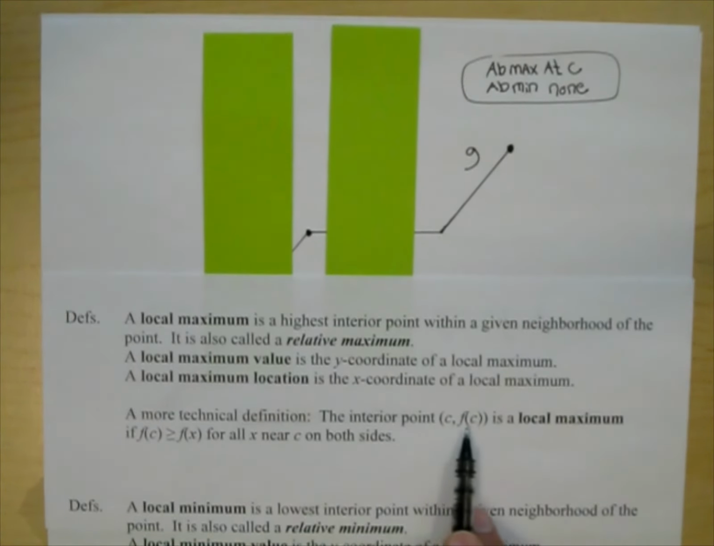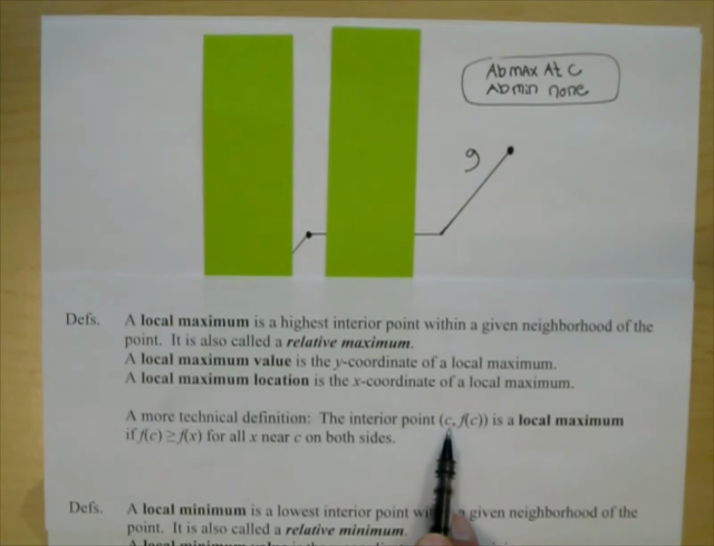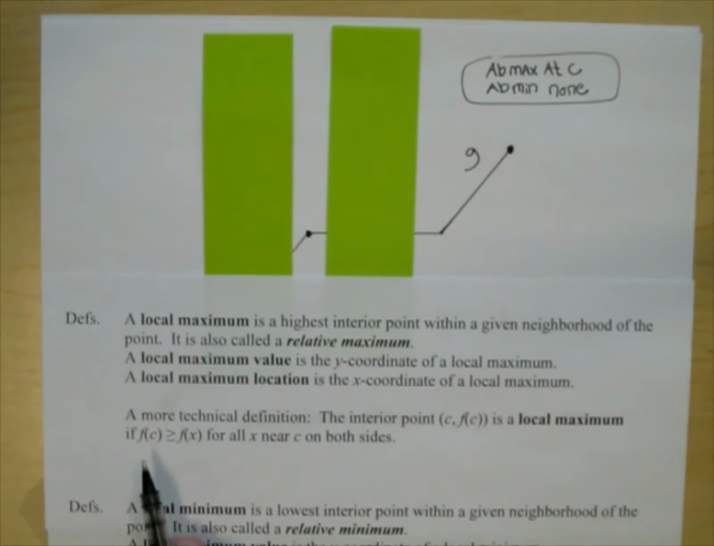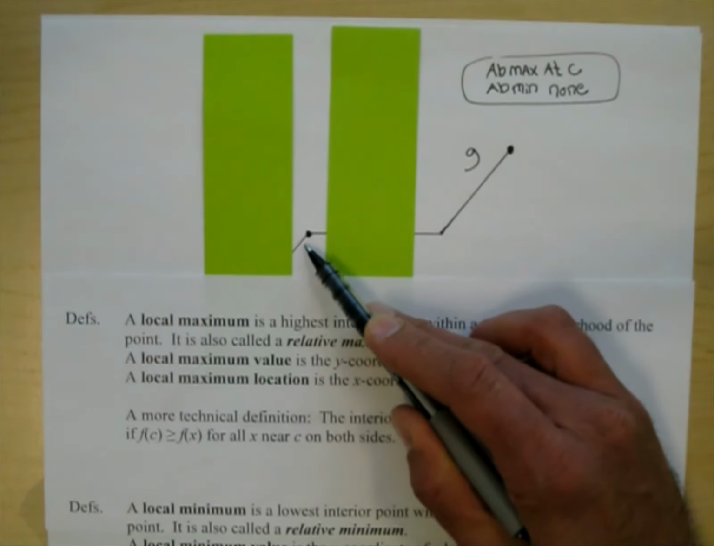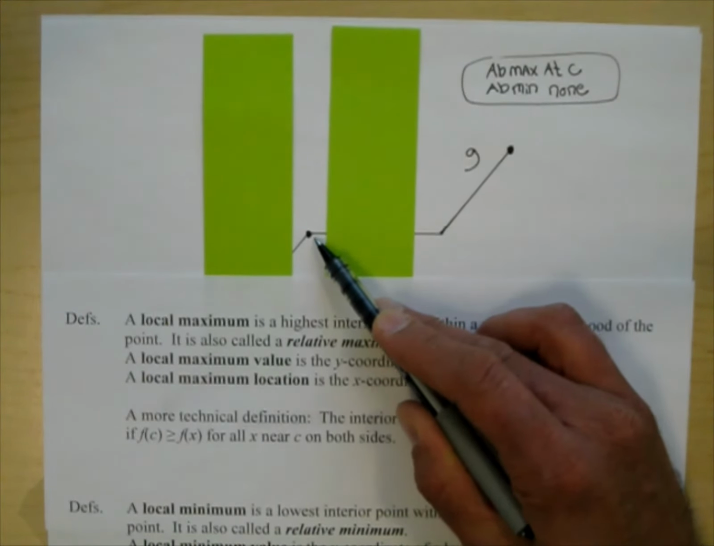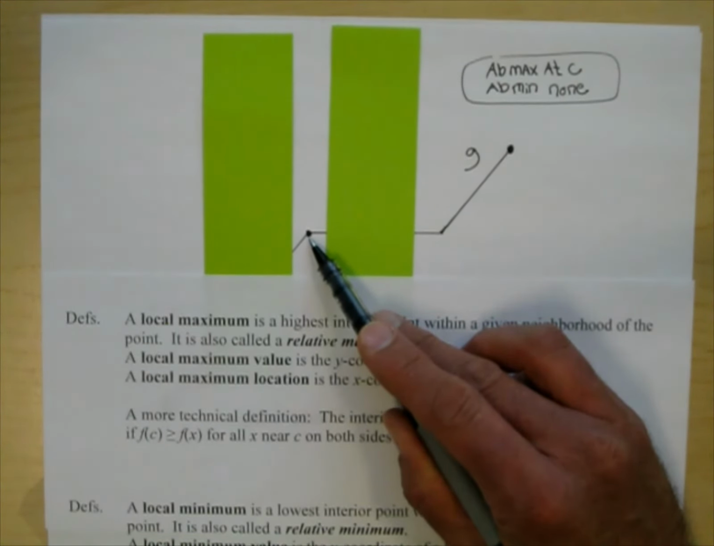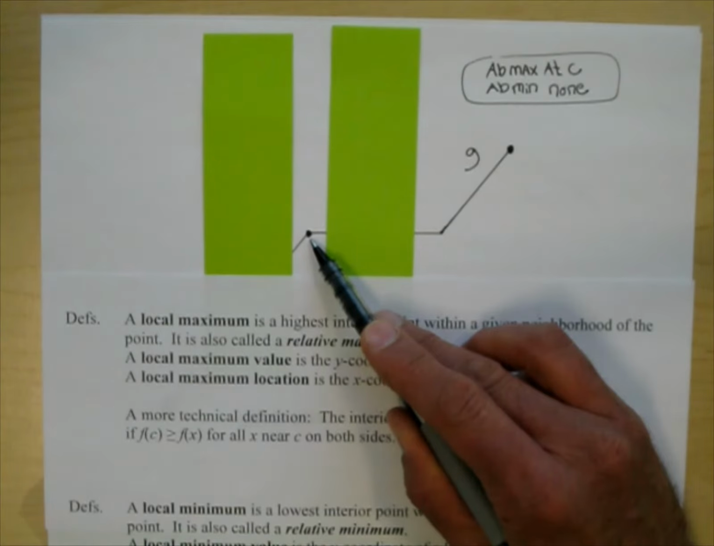If you look at the more technical definition, it says you've got this local maximum at C, and it says f of C is greater than or equal to f of x for all x near C on both sides. So here's all the points on both sides. Is there any point that is higher than this point right here? No. Now some of them tie in terms of altitude. They're the same altitude as this point right here.